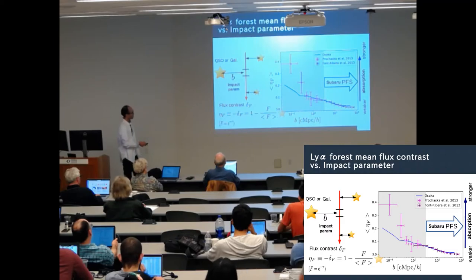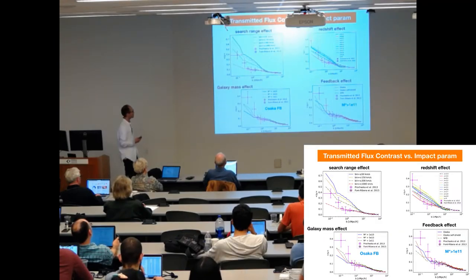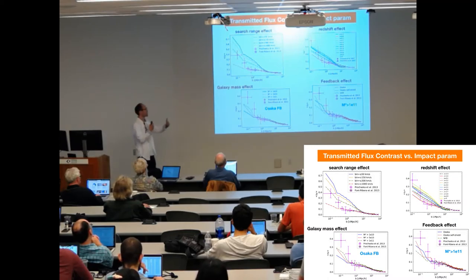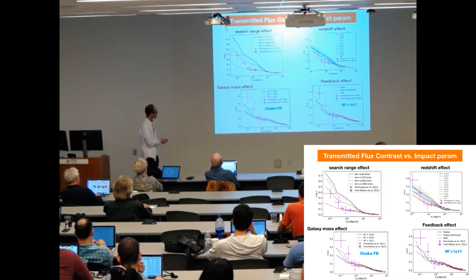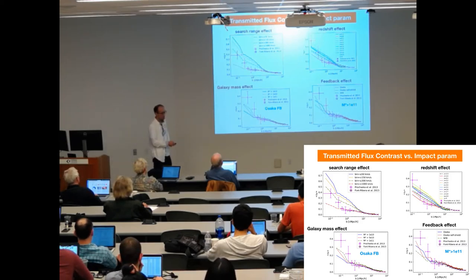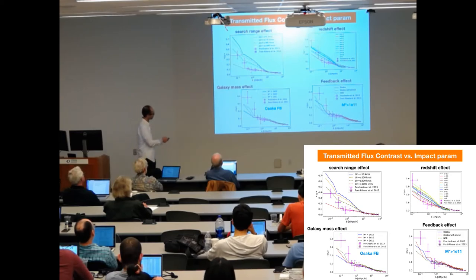So we have actually looked at what kind of physical effects may cause these variations. Search range, how long a path you look over for these correlations, can cause variations in this signal. Redshift also has an impact through selection effects. And galaxy mass, depending on which galaxy mass you correlate with, also produces different strength of absorption near the galaxy, which is directly telling us how much H I gas there is near the galaxy. Feedback effects also cause variations. So in the actual observations, all of these are coupled together in a very complicated way to produce those variations in the central part, but that all happens below 1 megaparsec of the galaxy.